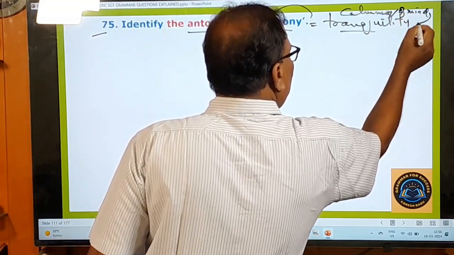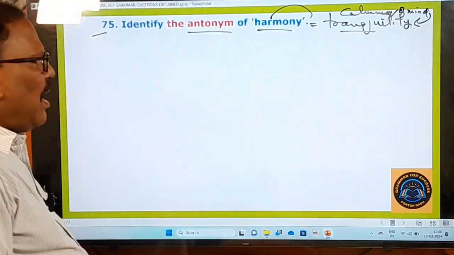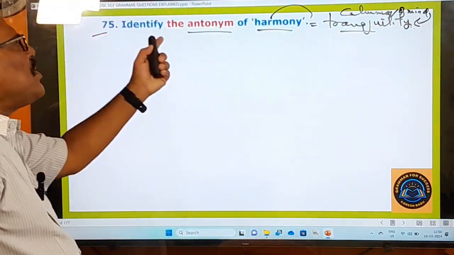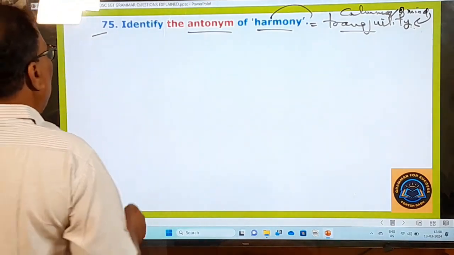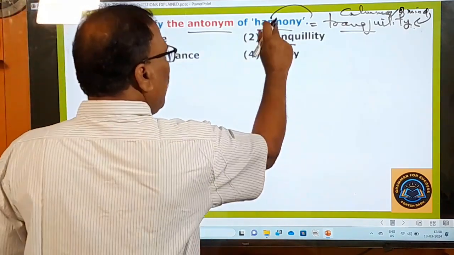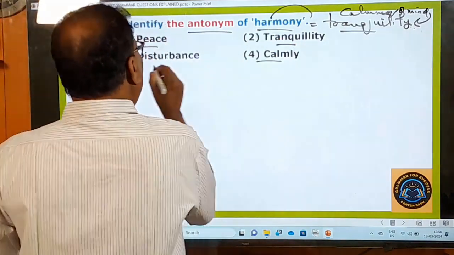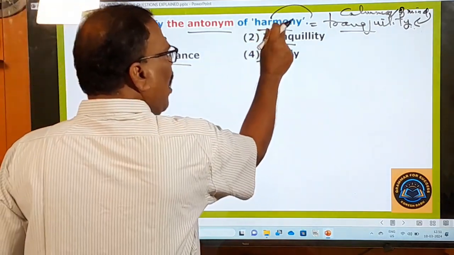Calmness of mind is nothing but tranquility. That is the meaning of this word, harmony. And let us see the opposite of this harmony. What are the options given here? Peace is nothing but harmony. Tranquility, harmony. Calmly, harmony. Disturbance, this is the right one. That is the opposite of this harmony.